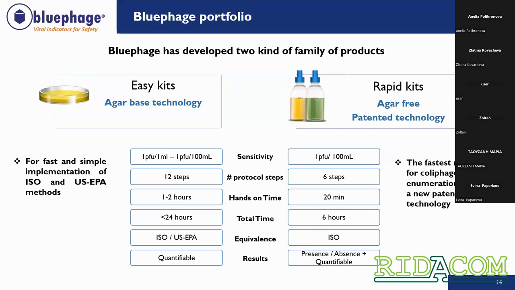And the other family of products are the Rapid Kits. This is an agar-free and patented technology. So it's completely different. It's based on a color change. And the hands-on time is just 20 minutes, compared to Easy Kits, which is around 2 hours. And the total time of the analysis, the incubation time, is 6 hours, 6 and a half hours, compared with the 18 hours of the standard methods and the Easy Kits.